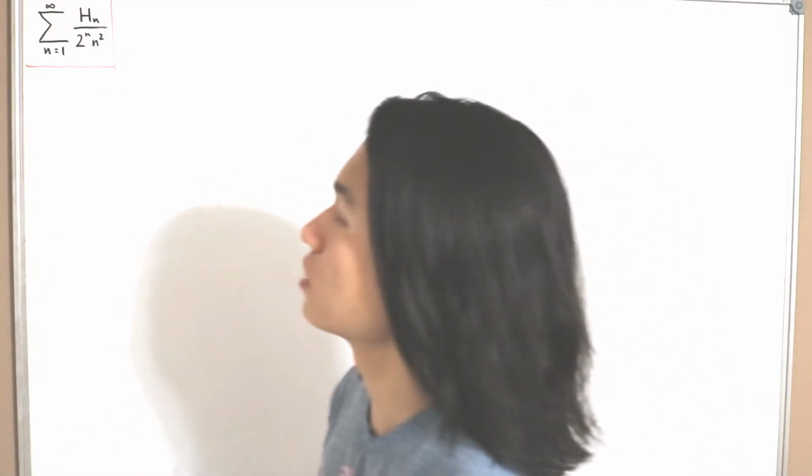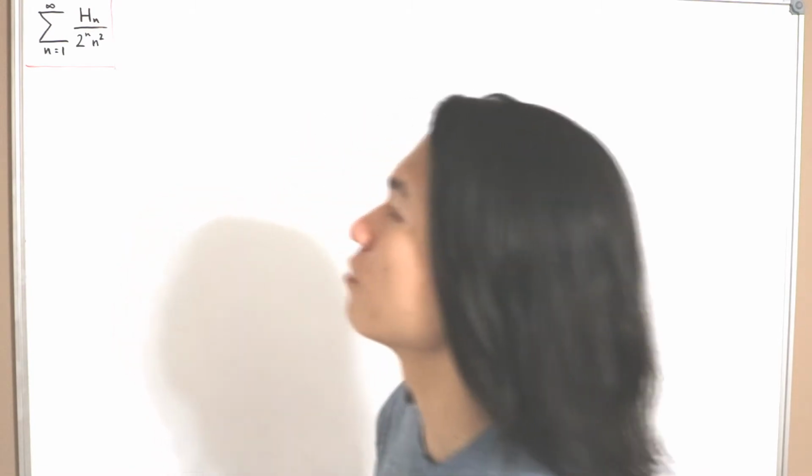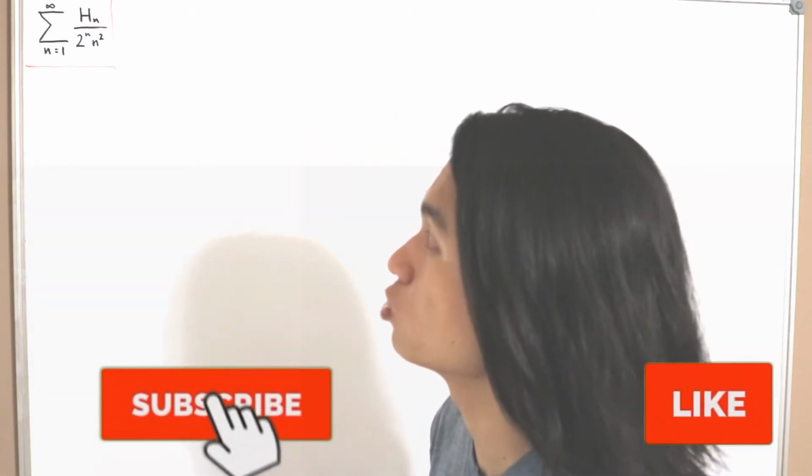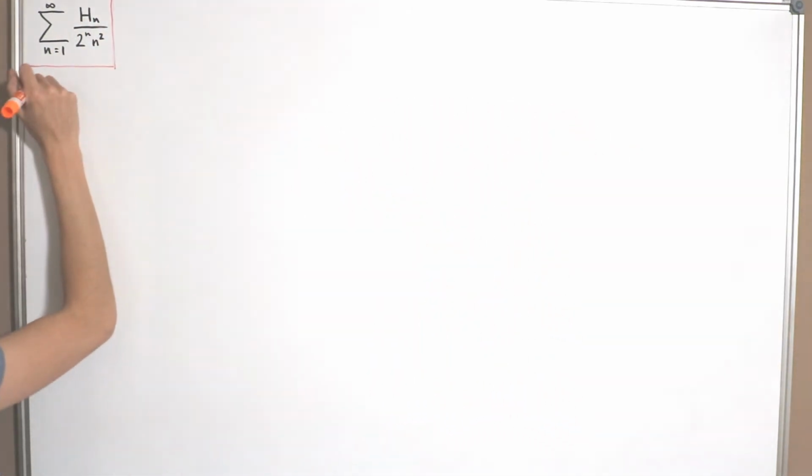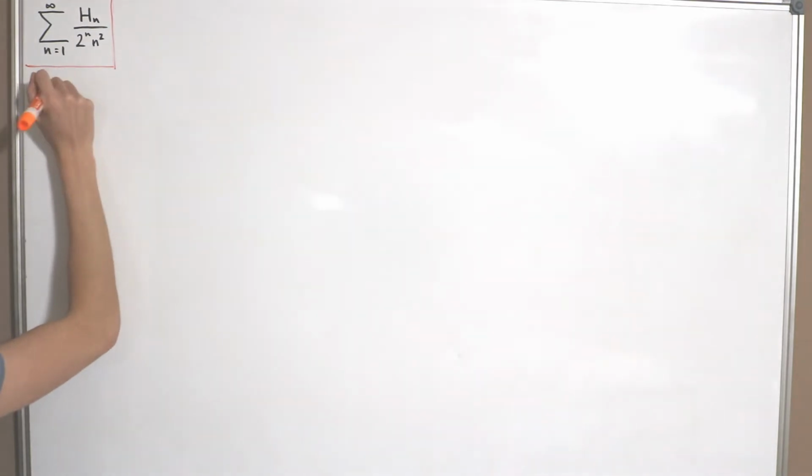So in today's video we have an infinite sum. The infinite sum from n equals 1 to infinity of H sub n divided by 2 to the power n multiplied by n squared. And keep in mind that H sub n is actually defined as the nth harmonic number.